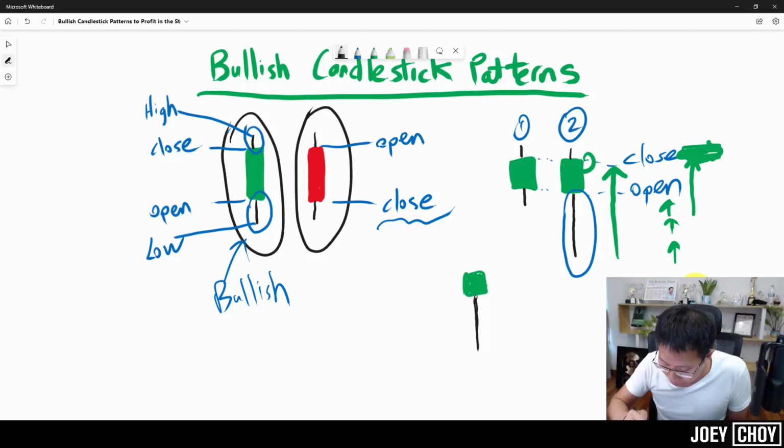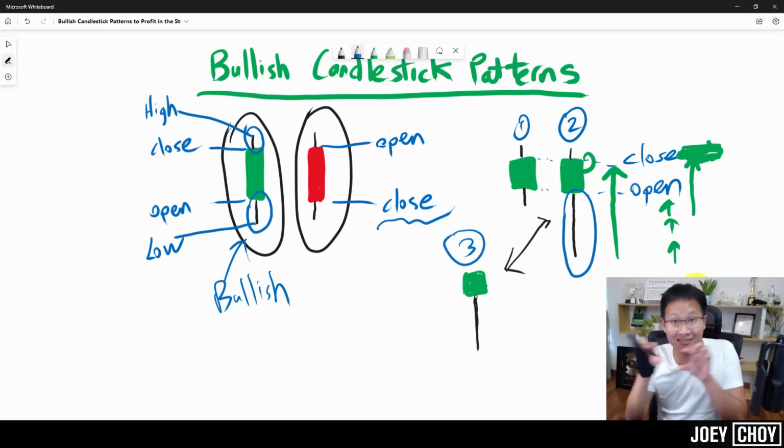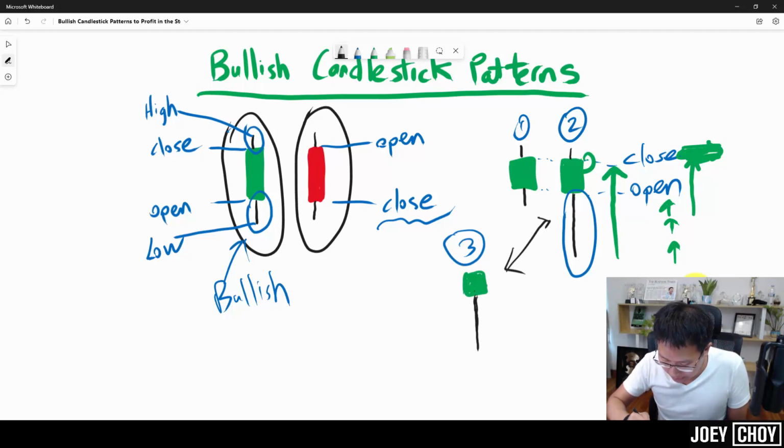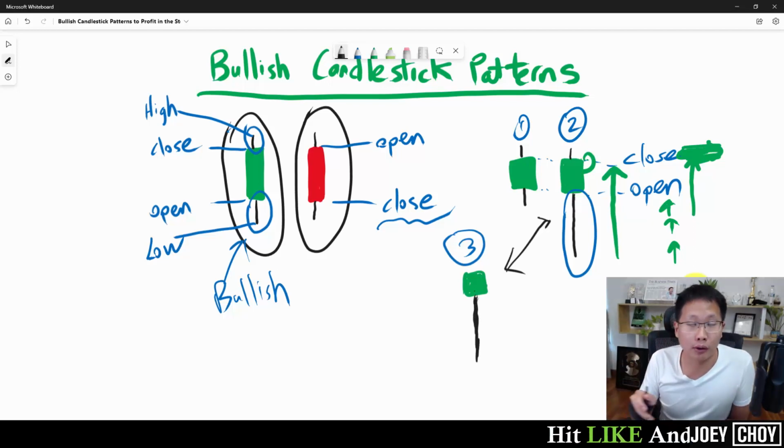So in terms of comparing this and this, number 2 and maybe number 3, let's just say this is number 3. Number 2 and number 3, assuming the length of the green bar is the same, the opening price and closing price are the same, and assuming the long lower shadow is the same length as well, which do you think is more bullish, number 2 or number 3?